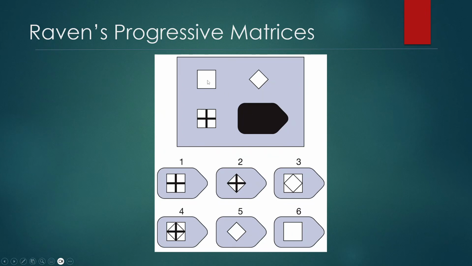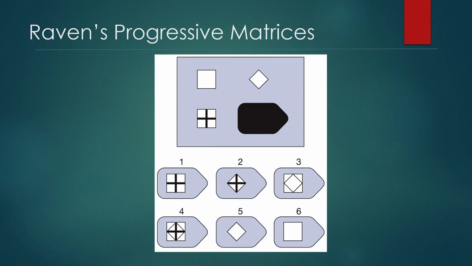And so you're supposed to figure out what is progressing that would make it make sense to fill in this bottom one, right? So you've got an empty square. Actually, if you go down below, you see a square with a plus sign on it. You have an empty diamond. So more than likely, the correct answer should be the diamond with a plus sign on it, right? And they get way more complicated.